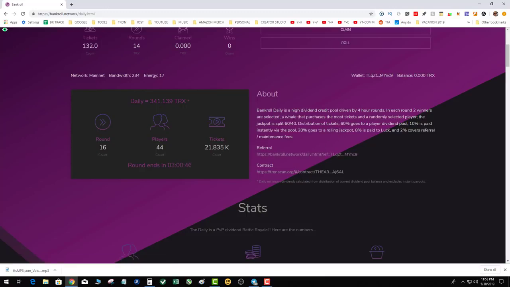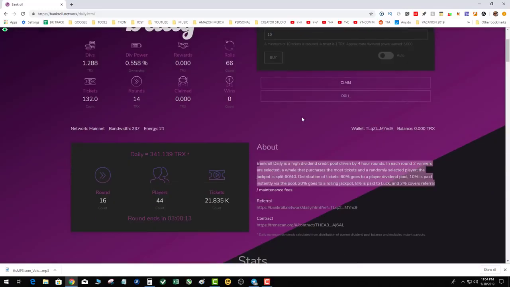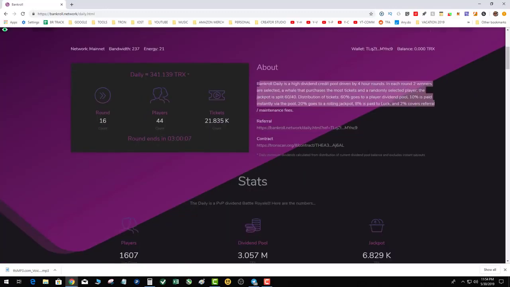Now, let's go ahead and go over the ticket purchase numbers, which you can actually read if you wanted to. But whenever someone buys a ticket, 60% goes to the dividend pool of the daily holders, 10% is paid instantly to the pool, 20% goes to the rolling jackpot, and 8% is paid to luck. So the 8% to luck is designed to help get that game off the ground and get a good, solid, healthy balance, and then 2% for covers and referrals.